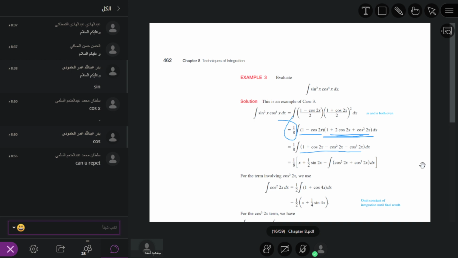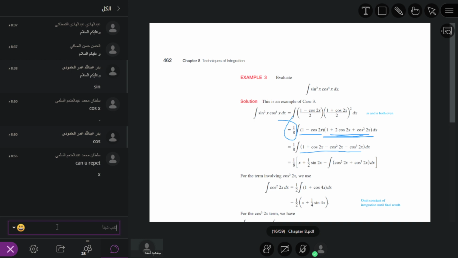Here we have 1 plus cosine 2x. So what is the integral of 1 with respect to x? It is x. What is the integral of cosine 2x? It is sine 2x divided by 2. So the integral is x plus sine 2x divided by 2, minus.